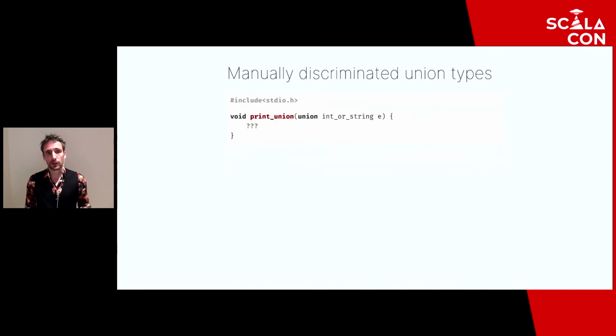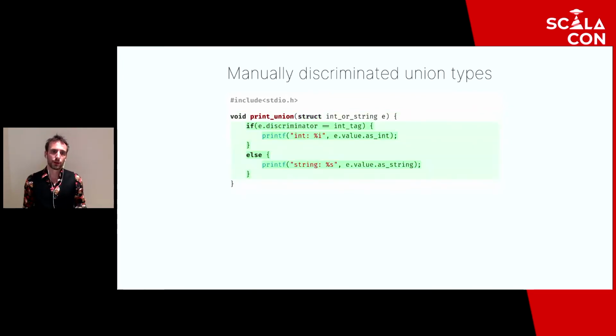And with all that information, we can finally write print union. First, a little bit of cleanup. Int or string is not a union, but a struct now. But then the rest is straightforward. If our discriminator tells us that we're working with an int, then we treat the value as an int. Otherwise, we treat it as a string.